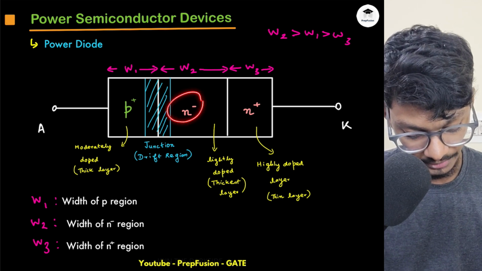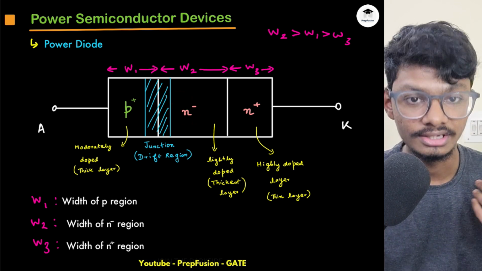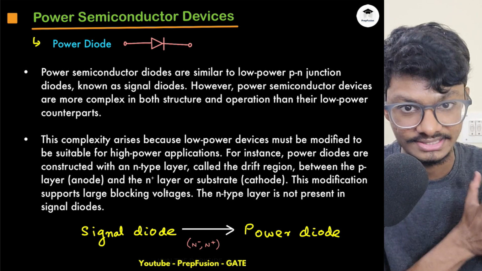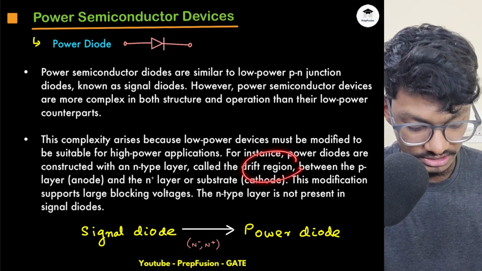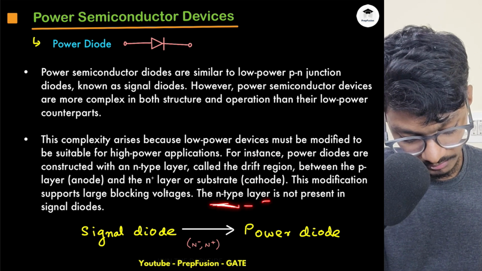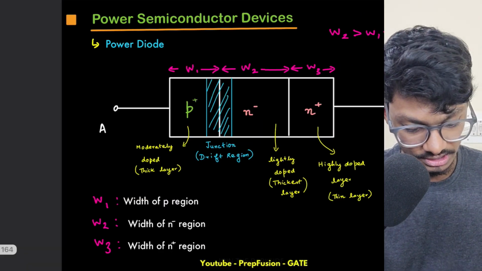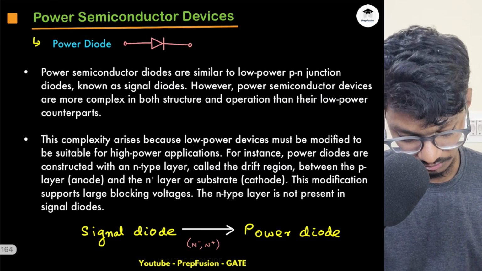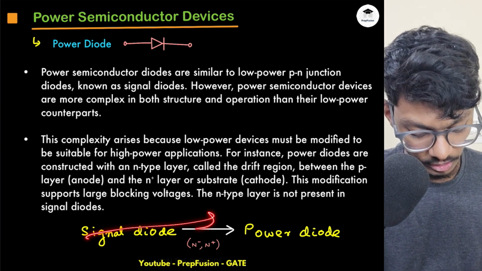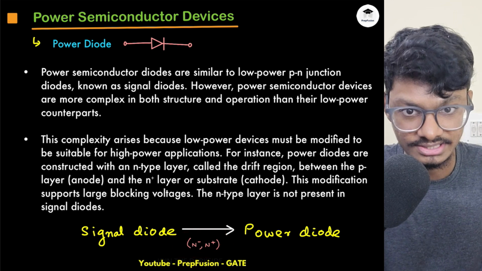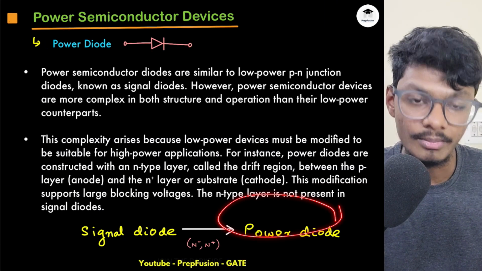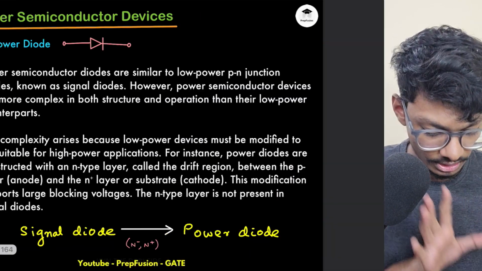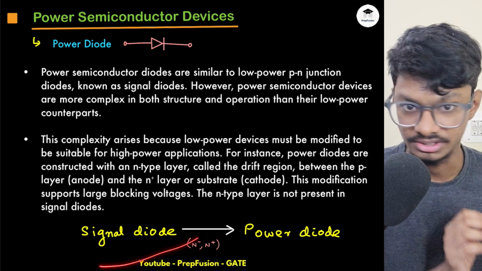And this N minus is also called the drift region. You have to understand this. Whenever there is an N minus or lightly doped region, we modify it. That region is known as the drift region. The N type layer is not present in a signal diode. So this drift region is not present in signal diodes. Just P and N are present. But a power diode has some modification. So in a signal diode, if we just change our N region into N minus and N plus, that will become a power diode. That is the modification. And obviously there are more complexities, but we are not going into that. The main change that we make is this one.